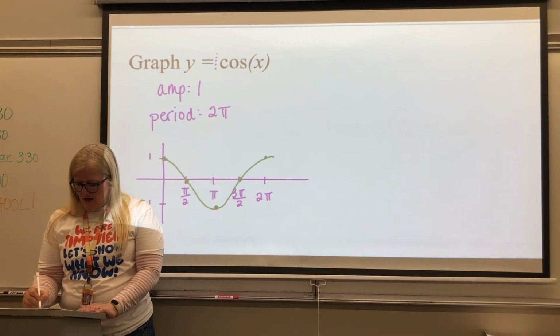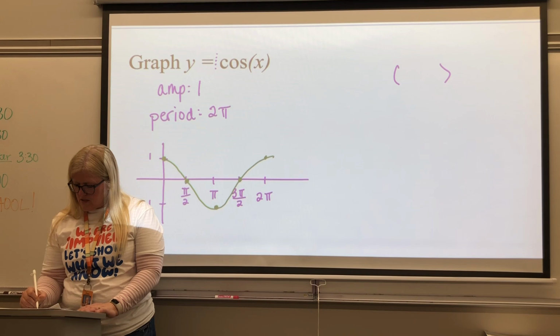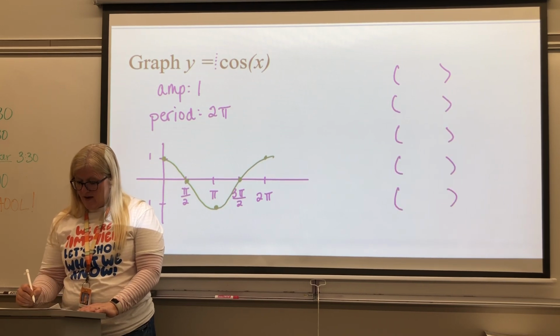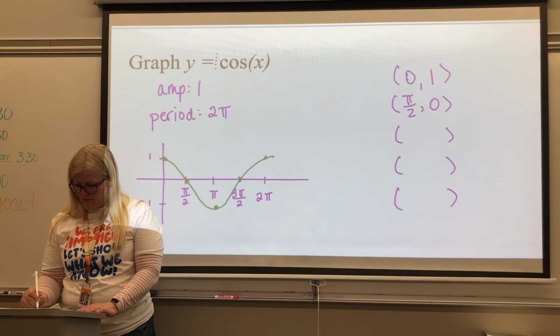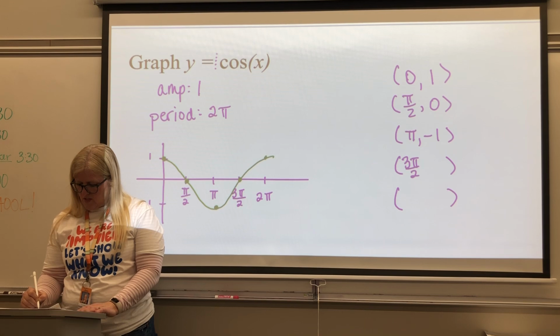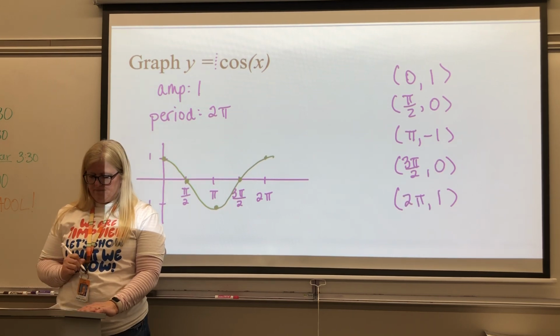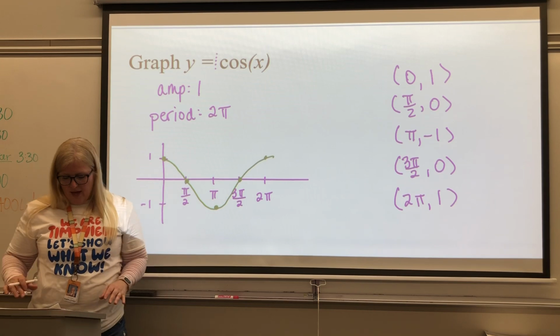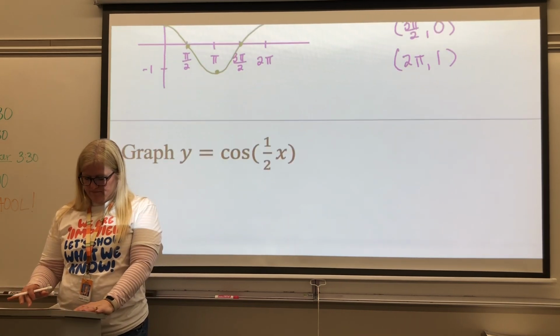Okay, and then my 5 points, we have 0, 1, pi over 2, 0, pi, -1, 3 pi over 2, 0, and 2 pi, 1. Okay, going on to the next one.